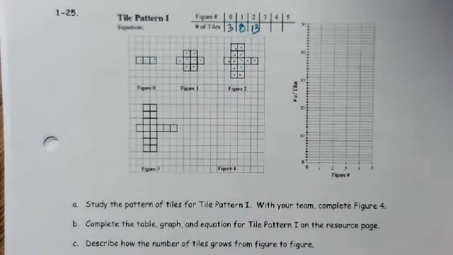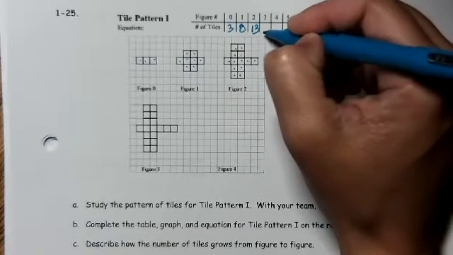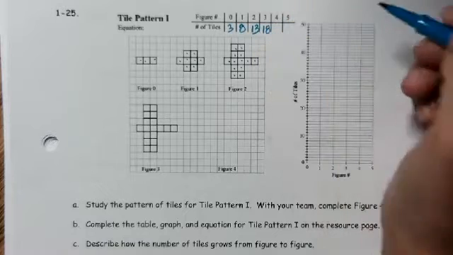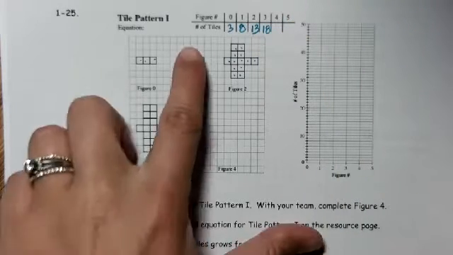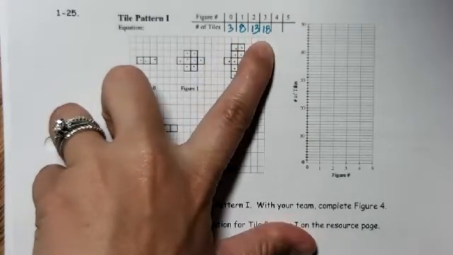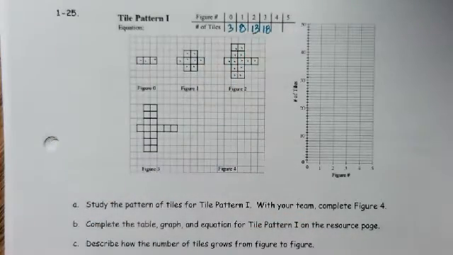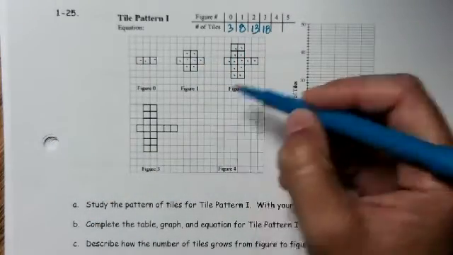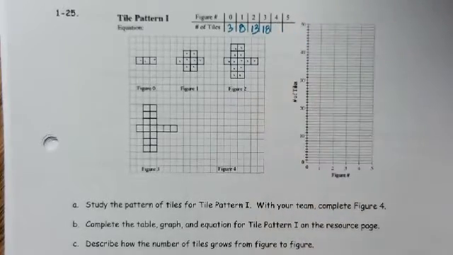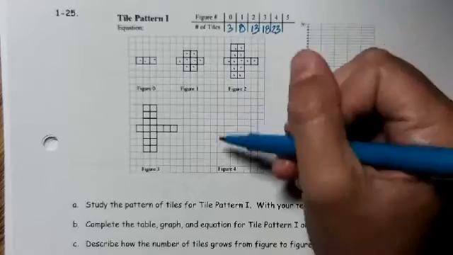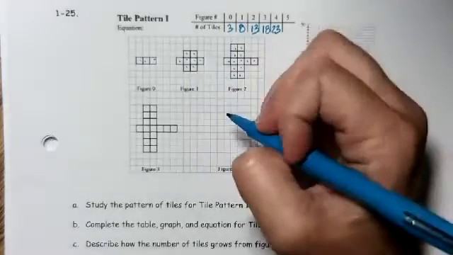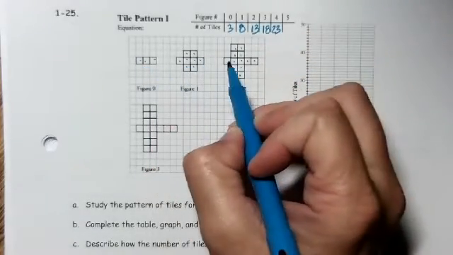So now without counting figure 3, how many tiles do you think there are? So there are going to be 18. Now, how did I know that without counting? What can I tell that this is growing by? I can tell that it's growing by 5. So in figure 4, I know that there's going to be 23 tiles.